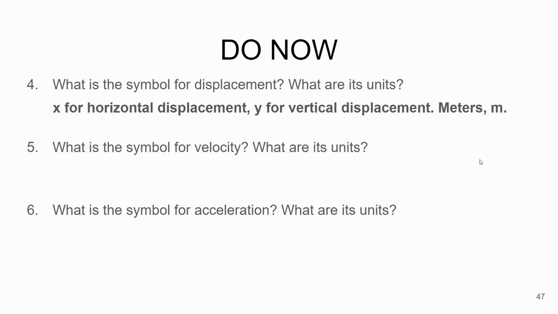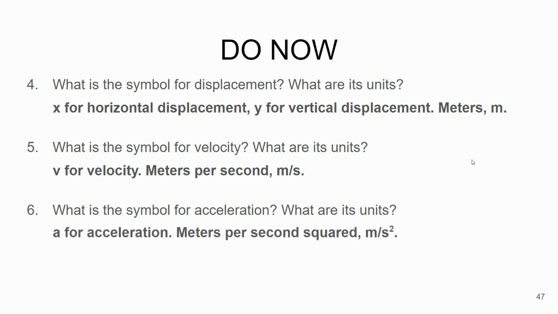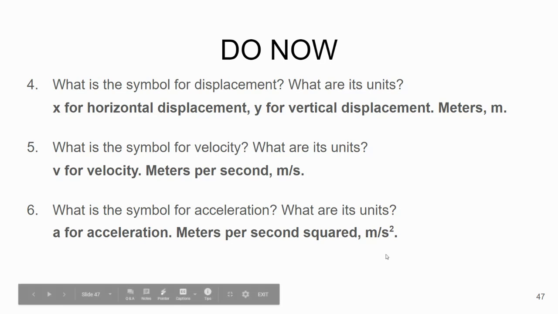What is the symbol for velocity and what are its units? V for velocity, that makes perfect sense. And its units will be meters per second, m divided by s. And how about acceleration and its units? A for acceleration, and the units for acceleration will be meters per second squared, so m divided by s squared.